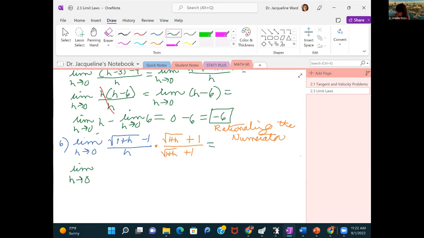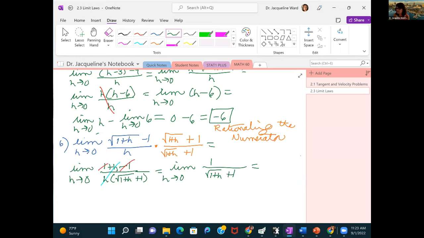Right, the radical times the radical gives you 1 plus h. And then the outer and inner terms, if you FOIL the top, go away. And then you have minus 1. So the 1s cancel. And then the h's cancel also. Don't forget to keep writing the limit as h goes to 0. That's a common mistake. And now you've got just 1 over this root plus 1.